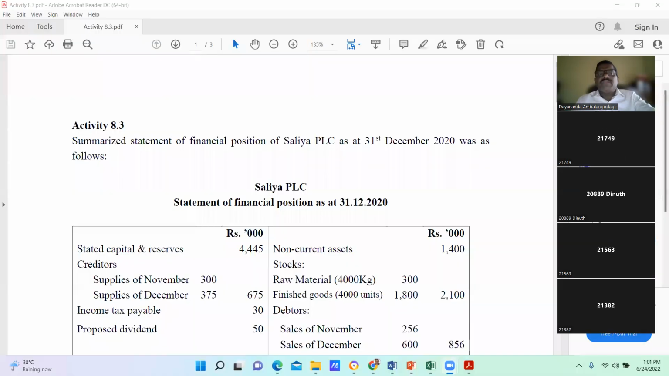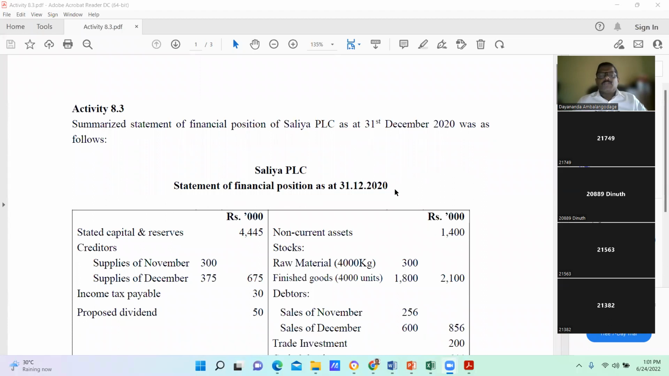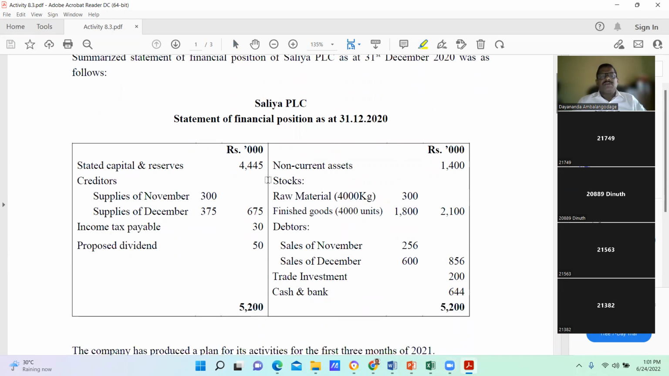What we'll do today is prepare the functional budget for the question 8.3 answer. You see the balance sheet, the financial position, as at 31st December 2020. There, of course, the non-current assets are given.